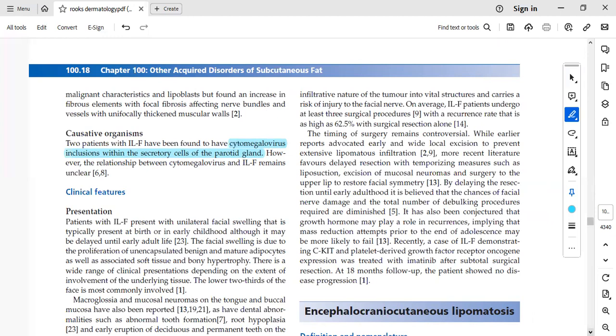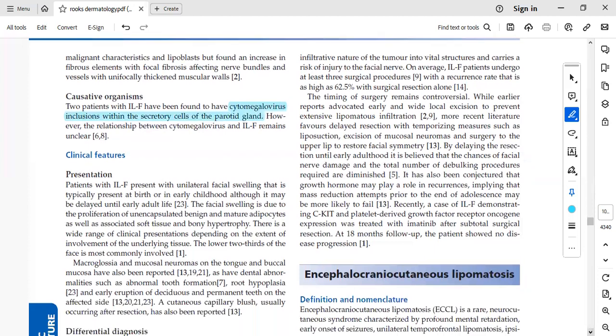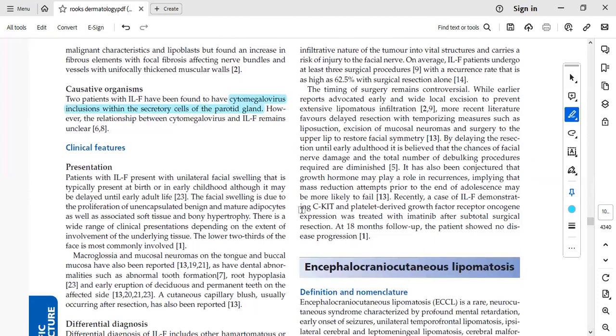And the clinical presentation of this disease is that patients with ILF present with unilateral facial swelling that is typically present at birth or in early childhood, although it may be delayed until early adult life. The facial swelling is due to the proliferation of unencapsulated benign and mature adipocytes, as well as associated soft tissue and bony hypertrophy. There's a wide range of clinical presentations depending on the extent of involvement of the underlying tissue. The lower two-thirds of the face is most commonly involved.